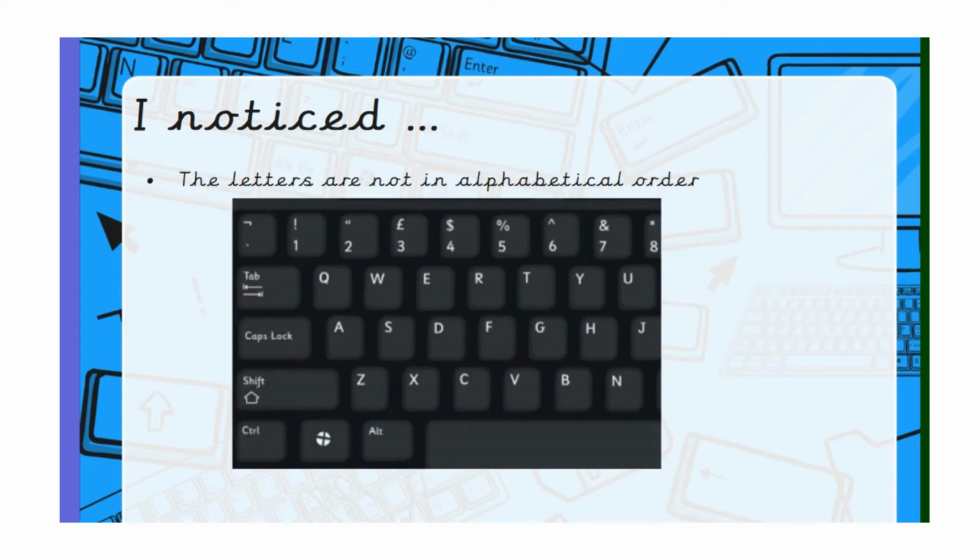I notice that the letters are not in alphabetical order. Let's just check that. A, B, C, D. No, they're not, are they? There's an A, there's a B. Oh dear, they're not next to each other. So the keys are not in alphabetical order.